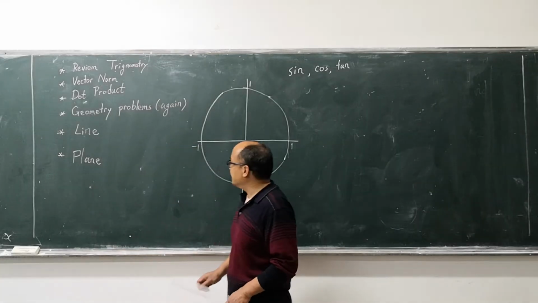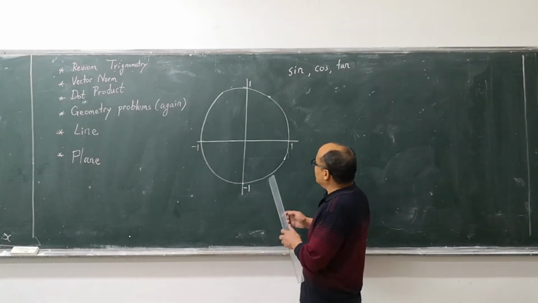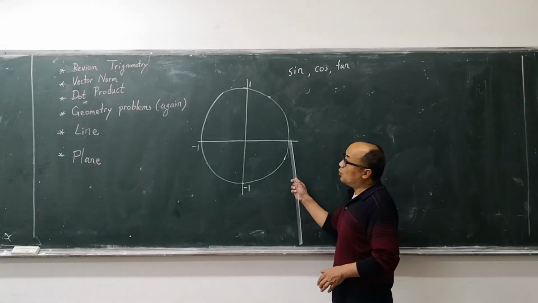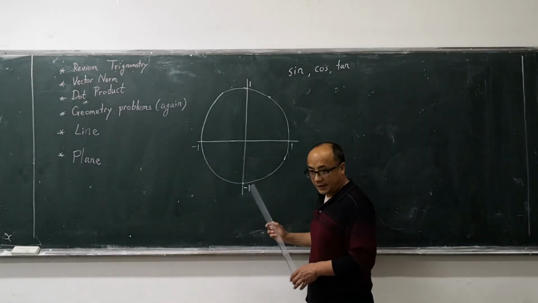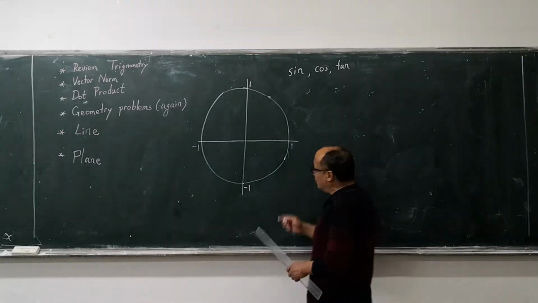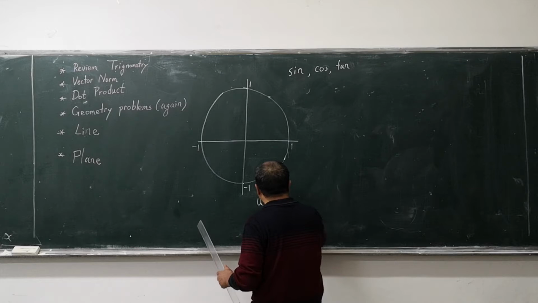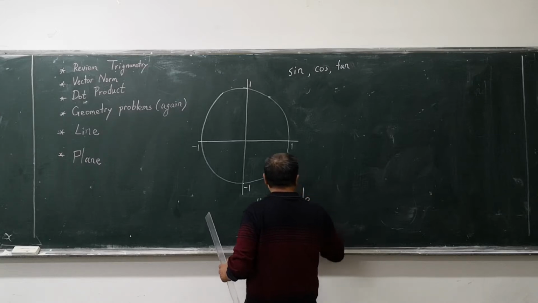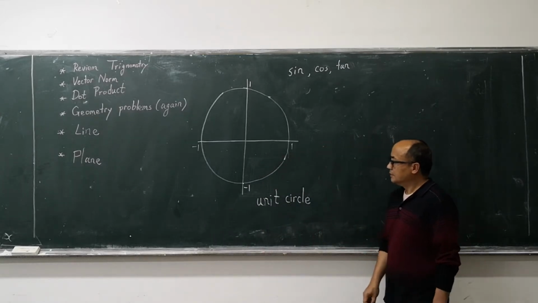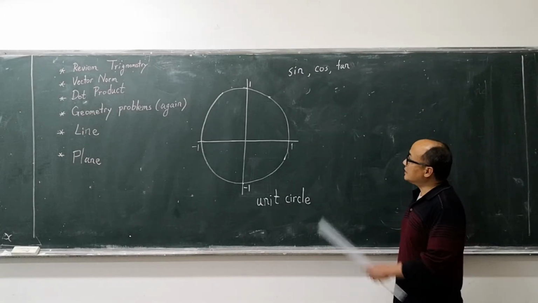So what is a sine? Here is a unit circle. It means the radius is 1. Because the radius is 1, it is a unit circle. And so what is the sine here?